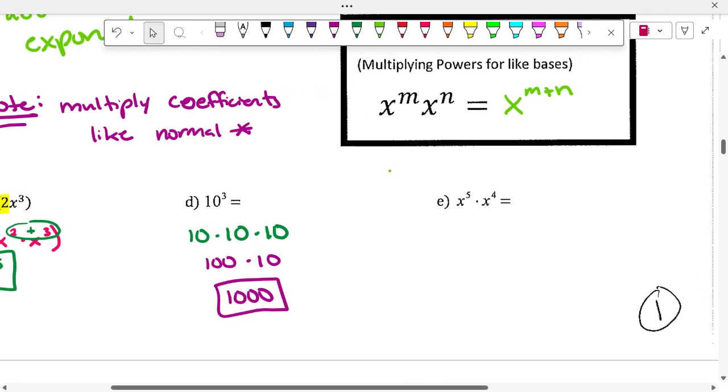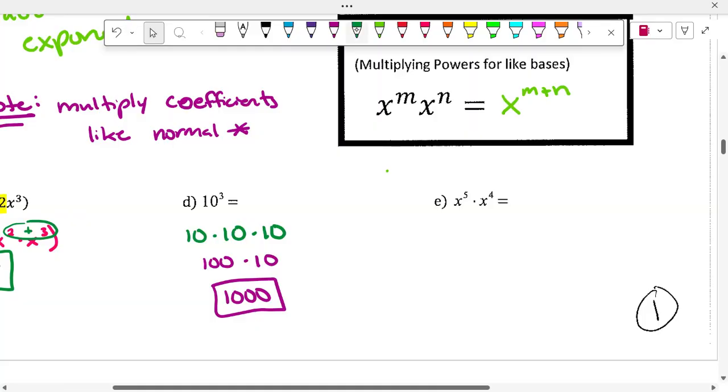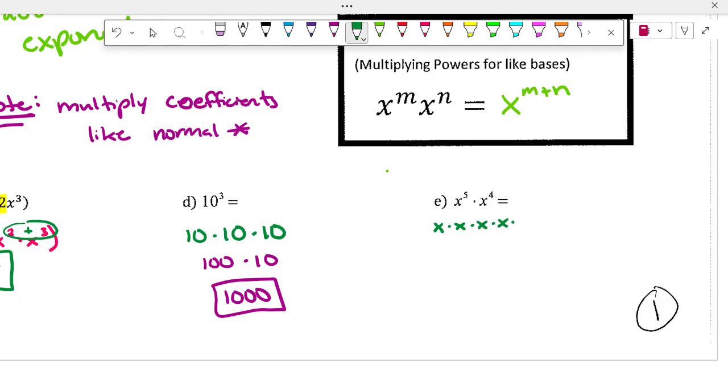Now, this last one. So, x to the 5th, so let's say I expanded that. All right, so that's 5 x's times x to the 4th. So that's 4 x's. So how many x's is that total? 9. So it'd be x to the what? 9th.